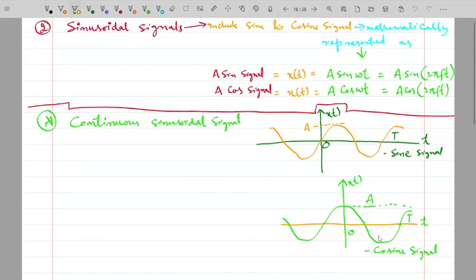Welcome guys in the continued tutorial of signals in DSP. In the previous video we discussed some commonly used signals in digital signal processing, and in this continuing session we will discuss the sinusoidal signals used in digital signal processing.